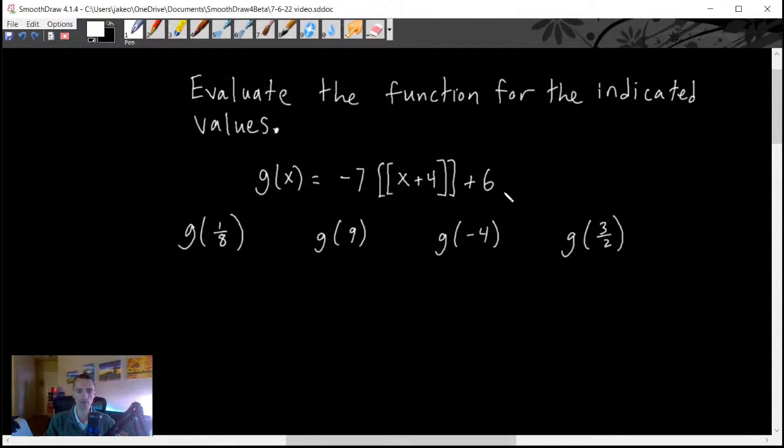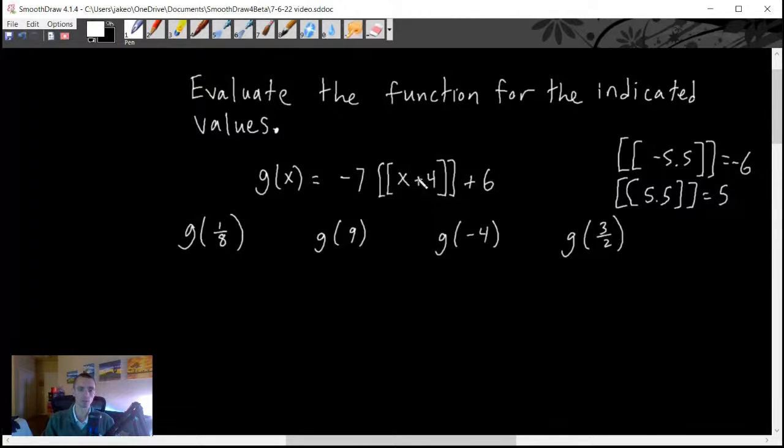If this is a negative number, like let's say you're taking the step of -5.5, it's going to round down to -6. So the nearest integer that is less than or equal to -5.5 would be -6. If you have a positive number, though, it's basically just going to drop the decimal. So the step of 5.5 is going to be 5. So that's basically what this double bracket means and what it does.